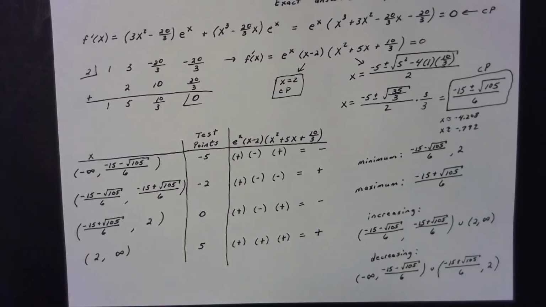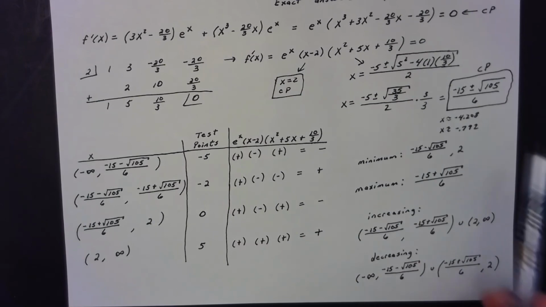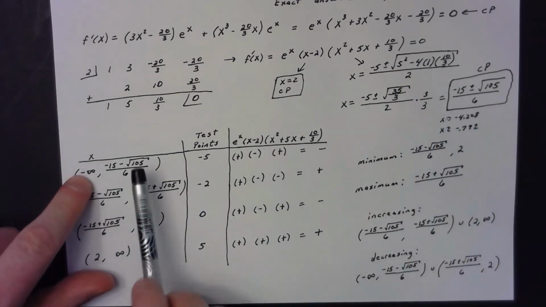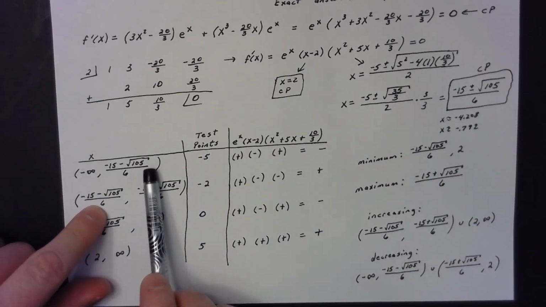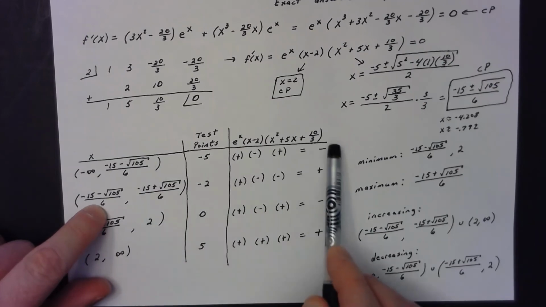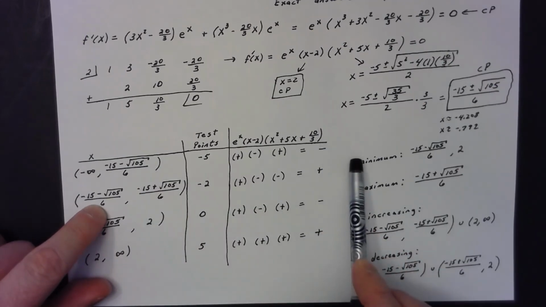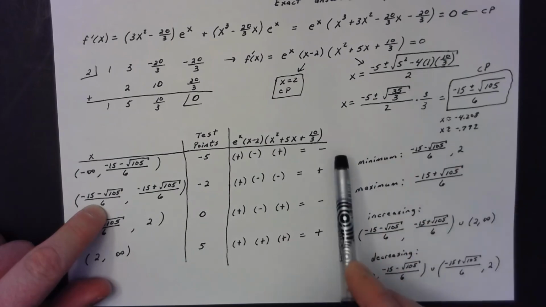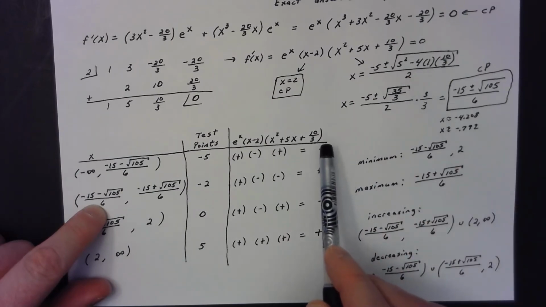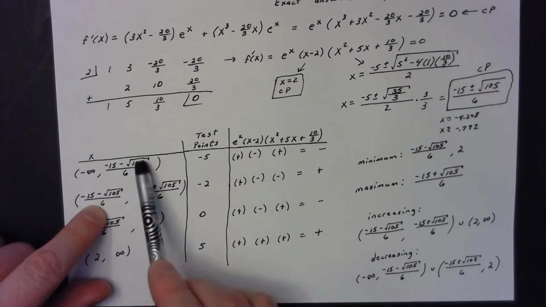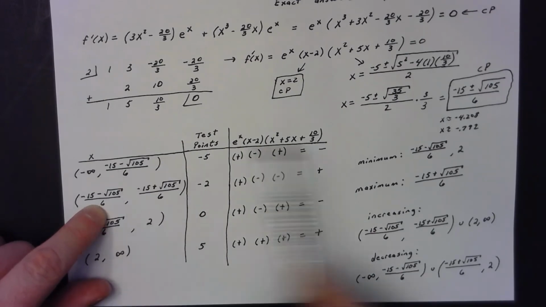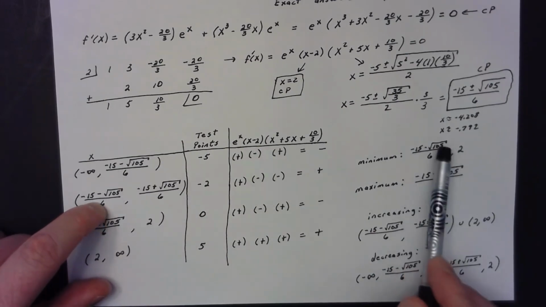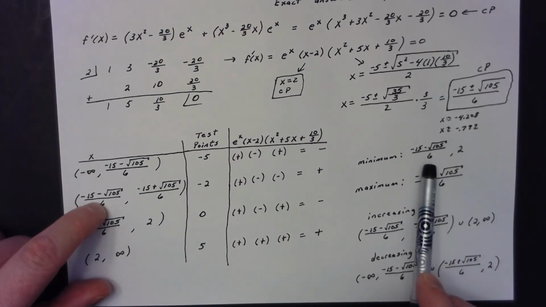Now, the first question it's going to ask, even before the increasing decreasing though, is when does the function have maximum or minimum values at its critical points? So you go back to its critical points and you say, well, the first critical point is this negative 15 minus the root of 105 over 6. Clearly the function is decreasing before that critical point and it's increasing after it. So anytime you go from decreasing to increasing, that critical point is going to be a minimum. So you'll see I have a minimum at negative 15 minus the root of 105 over 6.